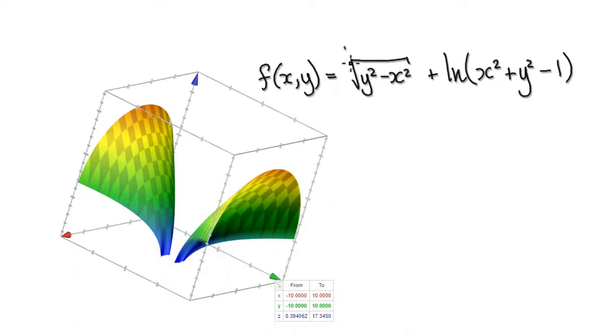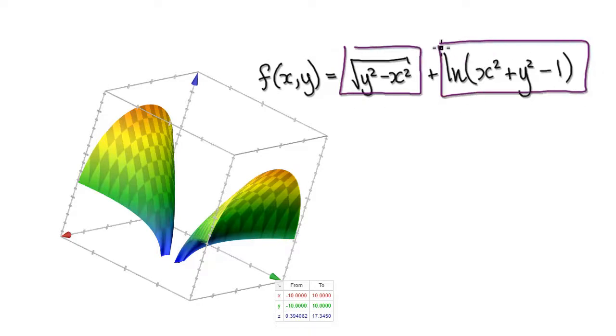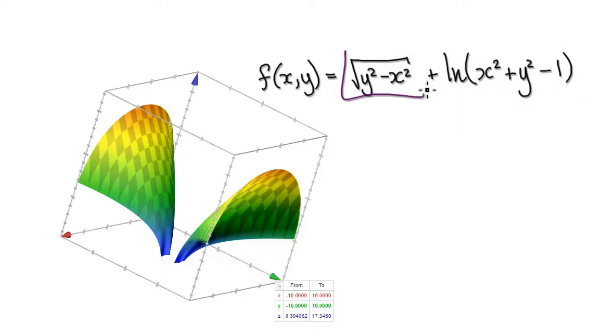Okay, so when you look at this, just notice that there are two blocks here. If this block breaks down, then the whole thing will break down. So in order for the function to work properly, you have to satisfy this block and this block. So let's have a look at this. When will this break down?